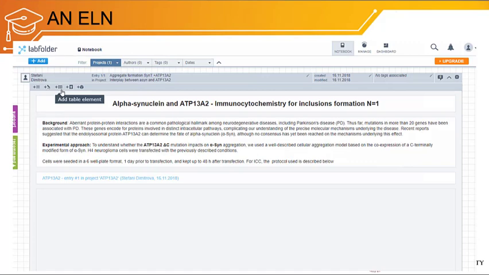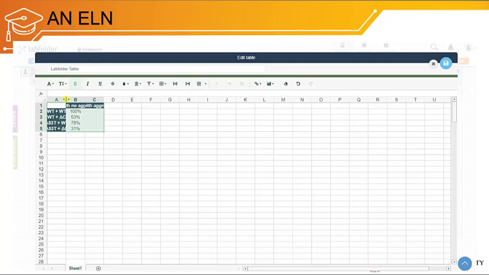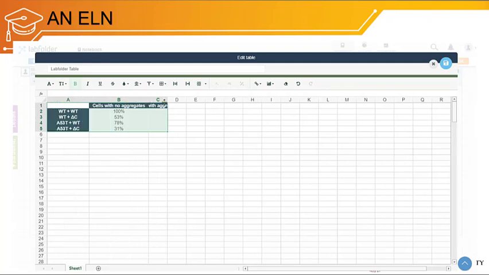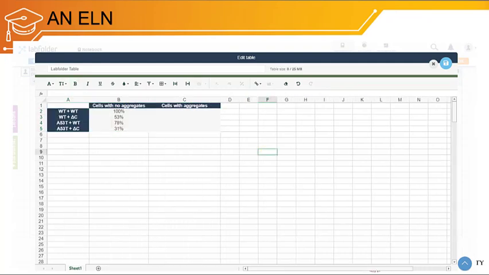Here I want to show you some screenshots of an electronic lab notebook. These screenshots are taken from LabFolder.